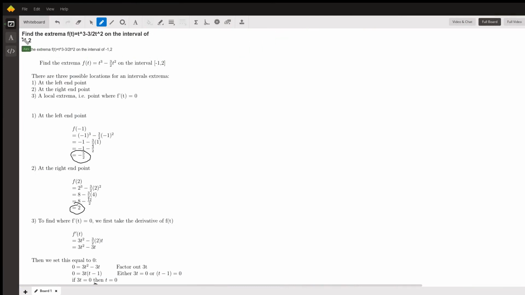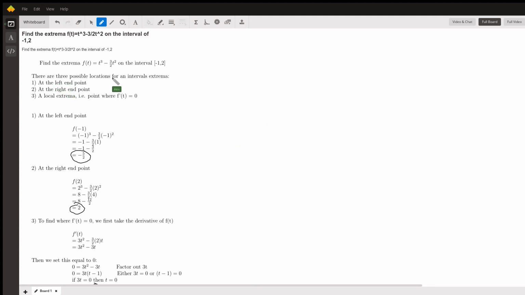Our question is, find the extrema for f of t equals t cubed minus 3/2 t squared on the interval -1 to 2. Now there's two types of extrema. A local extrema, which is basically the top of a curve or the bottom of a curve. We also have absolute extrema, which, if this is our interval, the lowest point and the highest point will be our absolute extrema. We can also have an absolute extrema that looks like this, where this is the highest point and this is the lowest point.